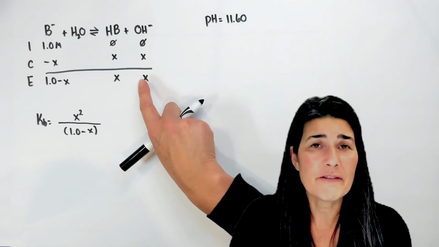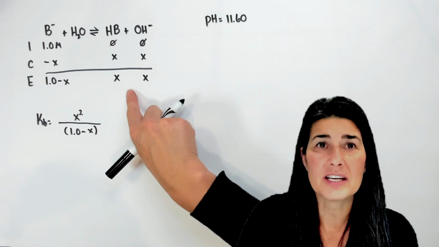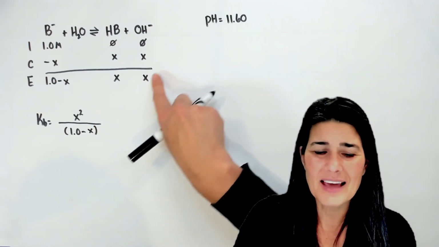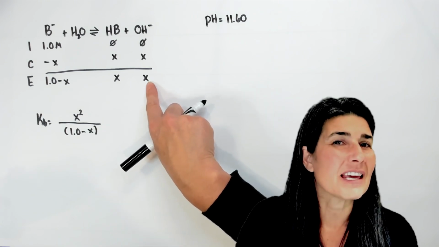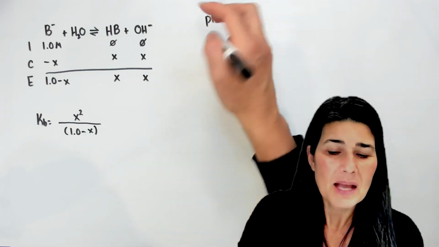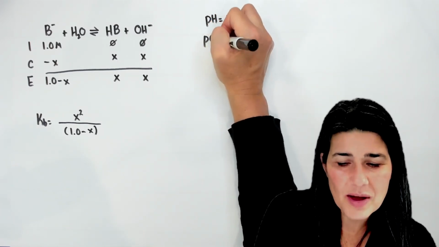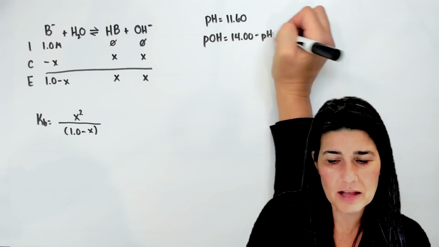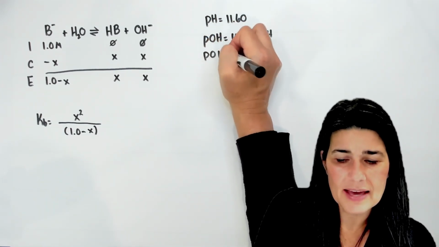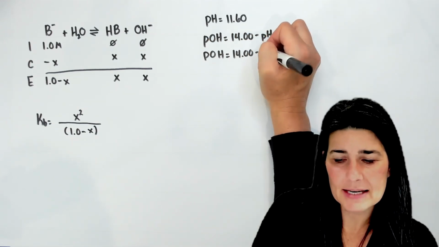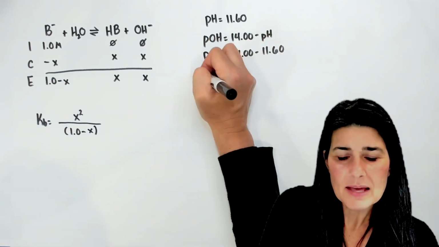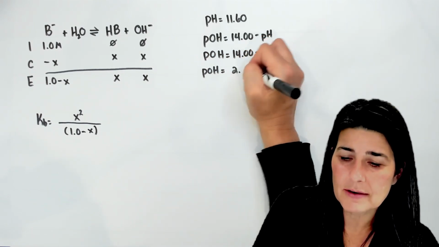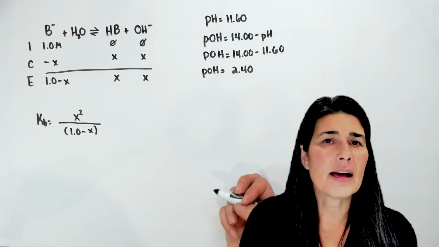pHs can be used to help us determine what the H3O plus hydronium concentration is, or what the hydroxide concentration is. If I want the hydroxide, which is my X, I don't really want to talk about pH. pH doesn't help me with OH, but pOH will. I can find the pOH by taking 14 minus that pH value. The pOH is 14 minus 11.60. That gives me a pOH of 2.40.